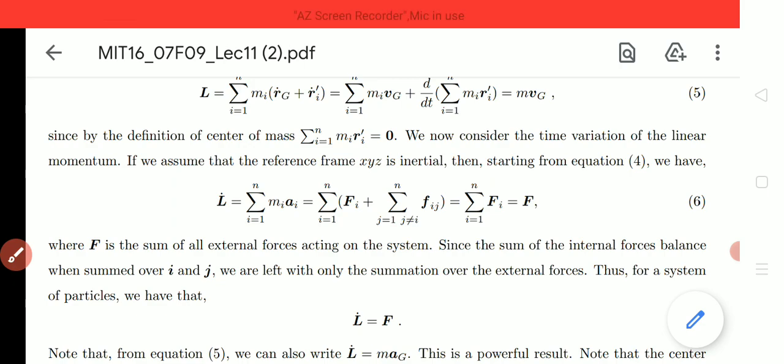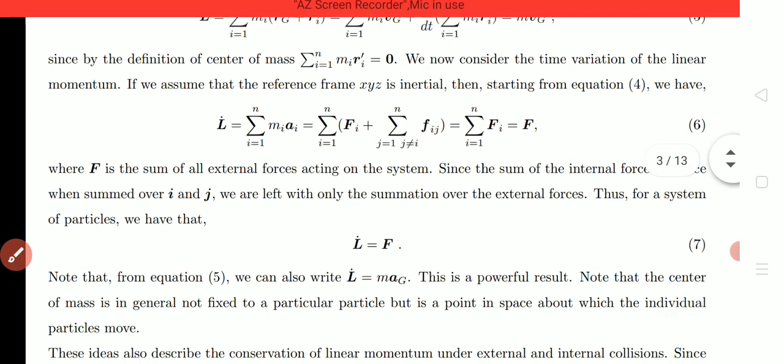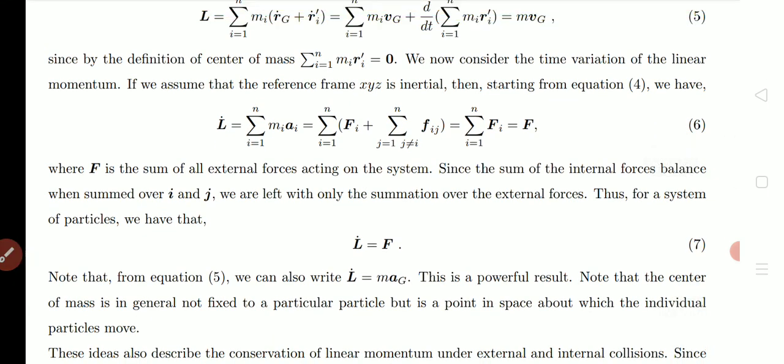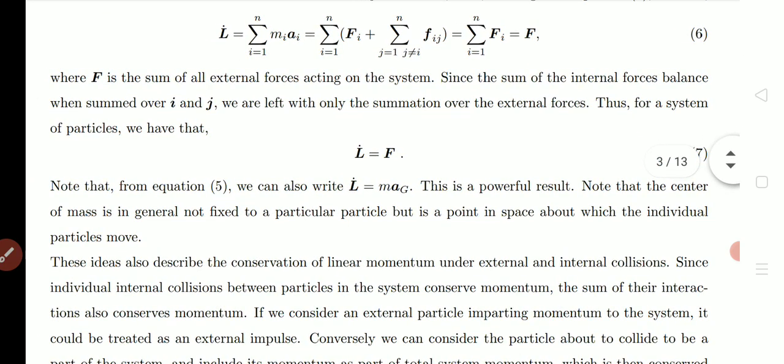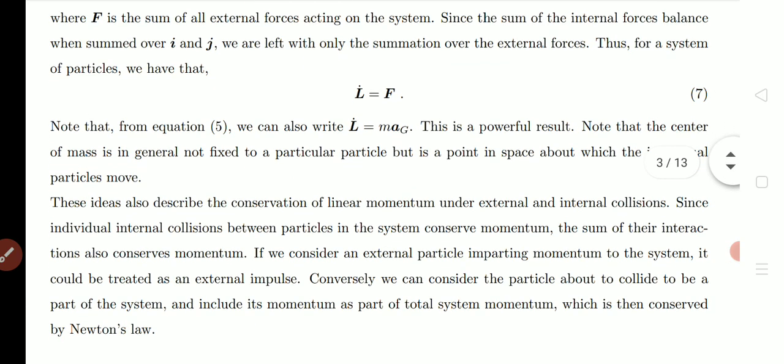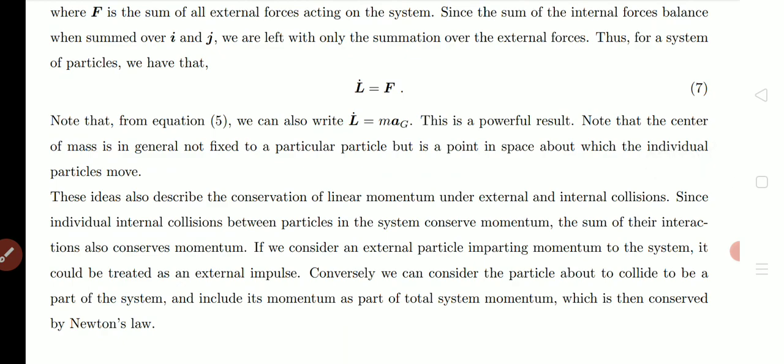This is equation 6, where F is the sum of all external forces acting on the system. Since the sum of the internal forces balance when summed over i and j, we are left with only the summation over the external forces. Thus, for a system of particles, we have that L dot is equal to F. This will be equation 7.